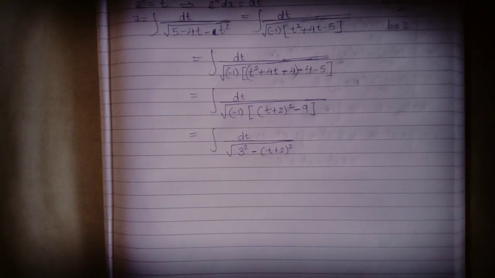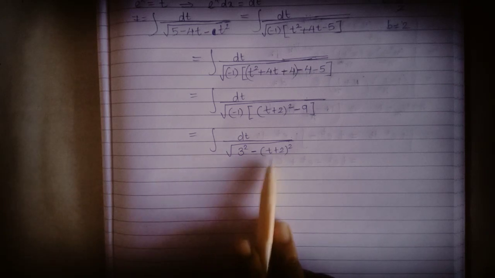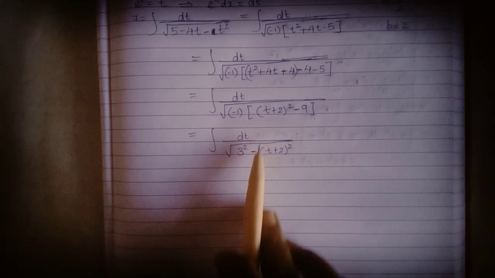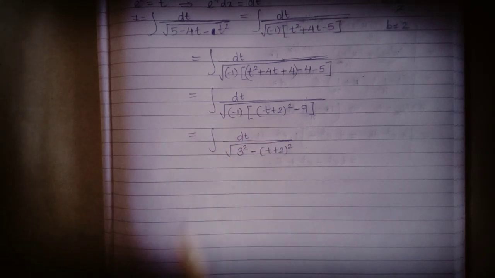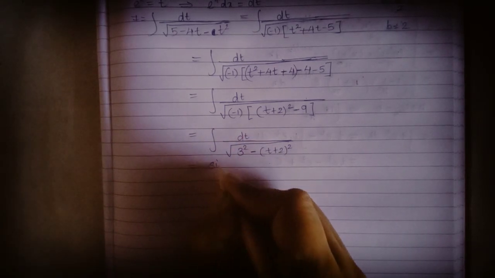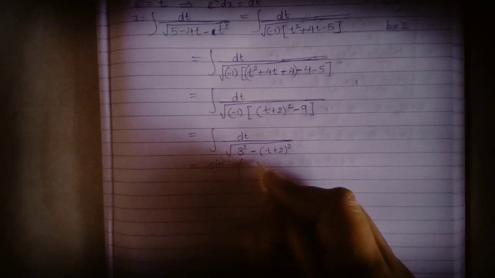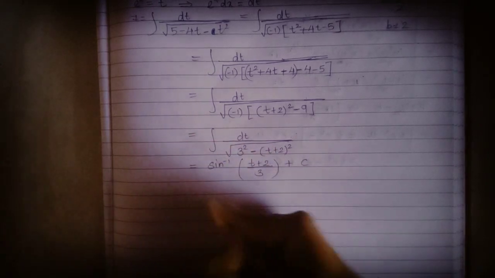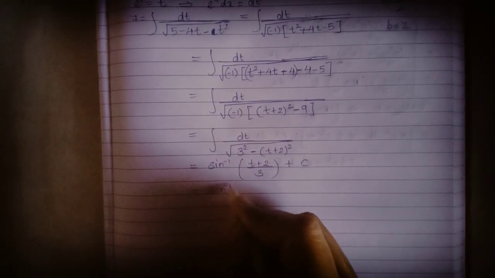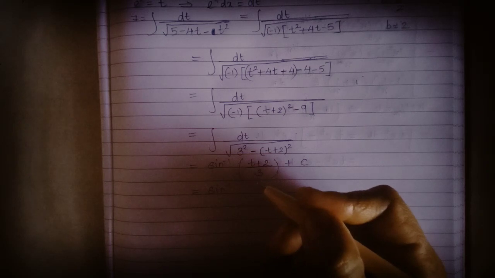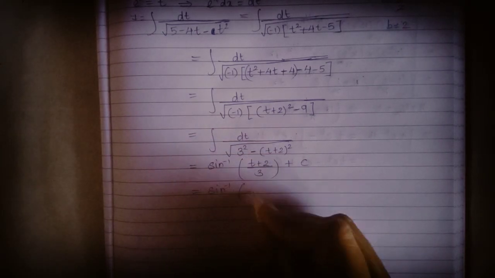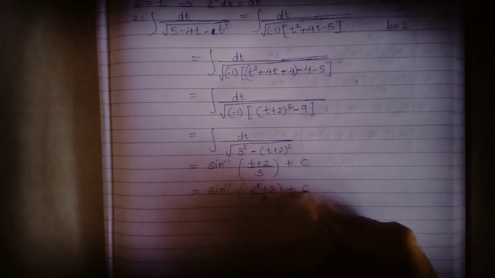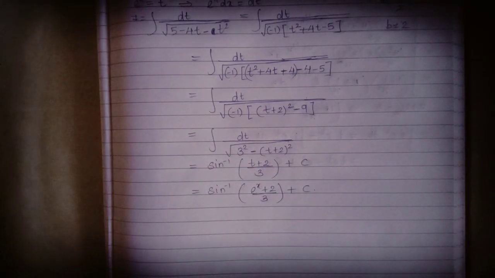So for this you have to use the a square minus x square formula. Okay, so 1 upon under root a square minus x square is sine inverse x by a, and here x is t plus 2, a is 3, and then you have to substitute whatever substitution we have done, that is t equal to e raised to x. So sine inverse of e raised to x plus 2 upon 3 plus c. Okay.